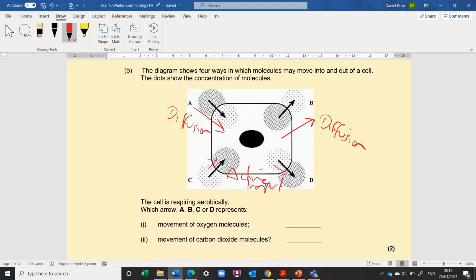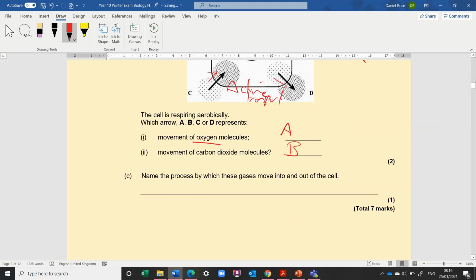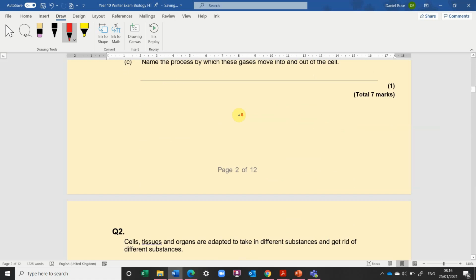However, the question asks a little bit more than that. It says which way is the movement of oxygen molecules. So we're looking from a high to low, so that was going to be A. And movement of carbon dioxide molecules are moving again from high to low, leaving the cell, so that's going to be B. But don't be caught up that active transport and diffusion only happen in certain directions. It's about concentration gradients. Again, name the process by which these gases move into and out of the cell. We've said that already, it is diffusion.